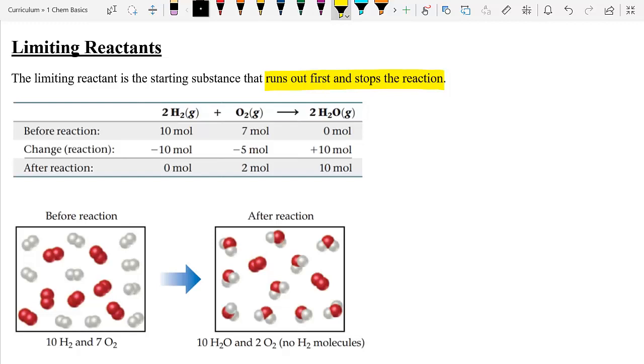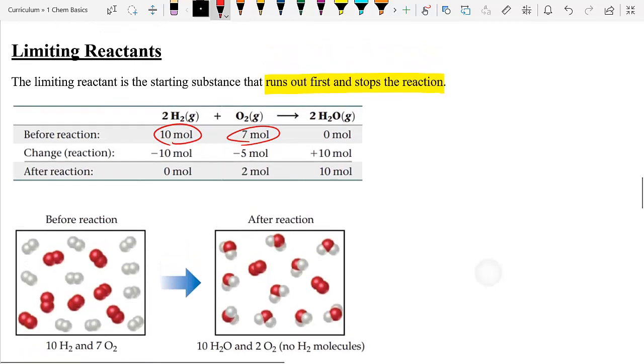Now, an example that I want to start with is this idea that in the very beginning of a water formation reaction, you've got two known amounts of your starting substances. We've got 10 moles of the hydrogen, and you've got 7 moles of the oxygen. So that's represented visually down here as well. You can count them up and you can see we've got 10 of our white molecules, we've got 7 of our red molecules. Now what's going to take place is the reaction is going to use up as much as possible in order to get these to react.